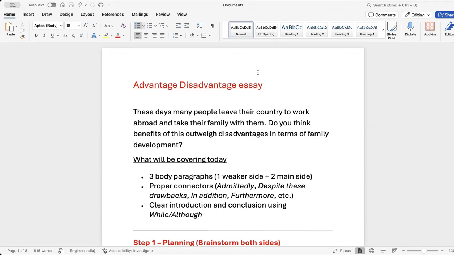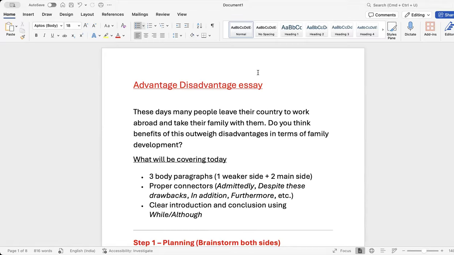Now let's think about some disadvantages. What can you think of? Sir, the financial burden increases. Yes, you have to support your whole family. Living expenses in a foreign country are higher. If a person is going alone, he can live in a small apartment or share the apartment with other people. If he's going with his family, he has to have a whole place. So financial burden, definitely. What else?